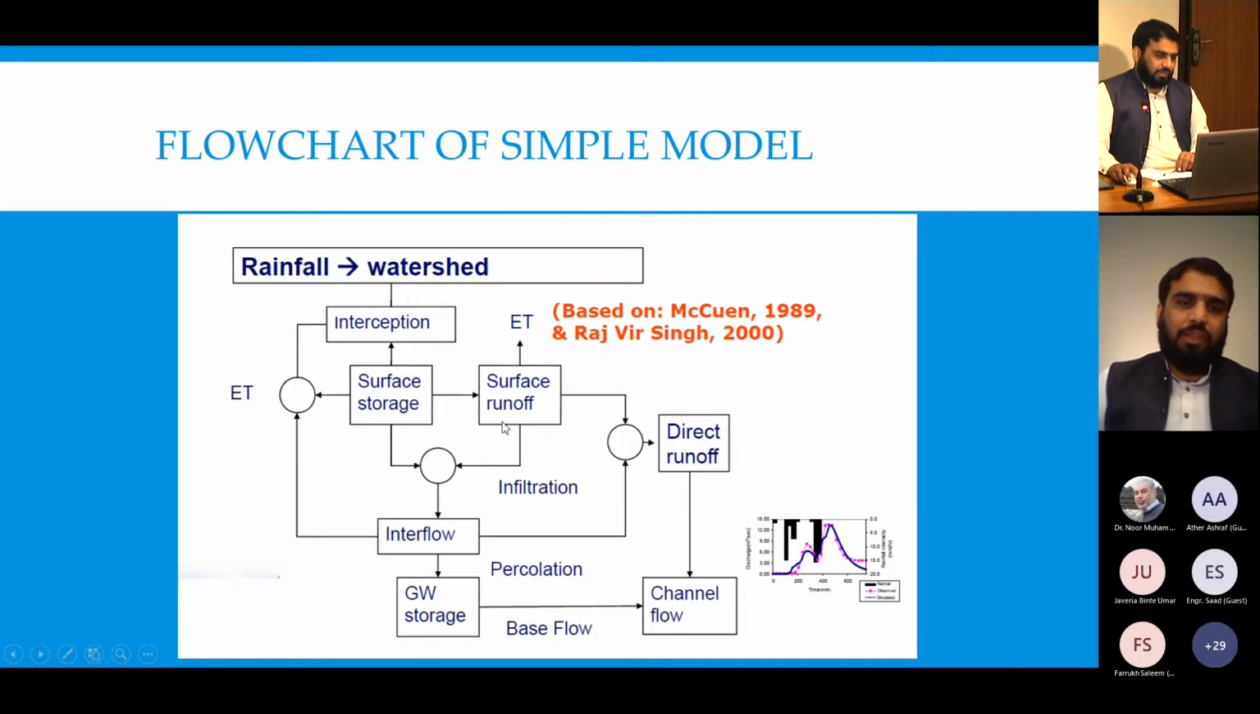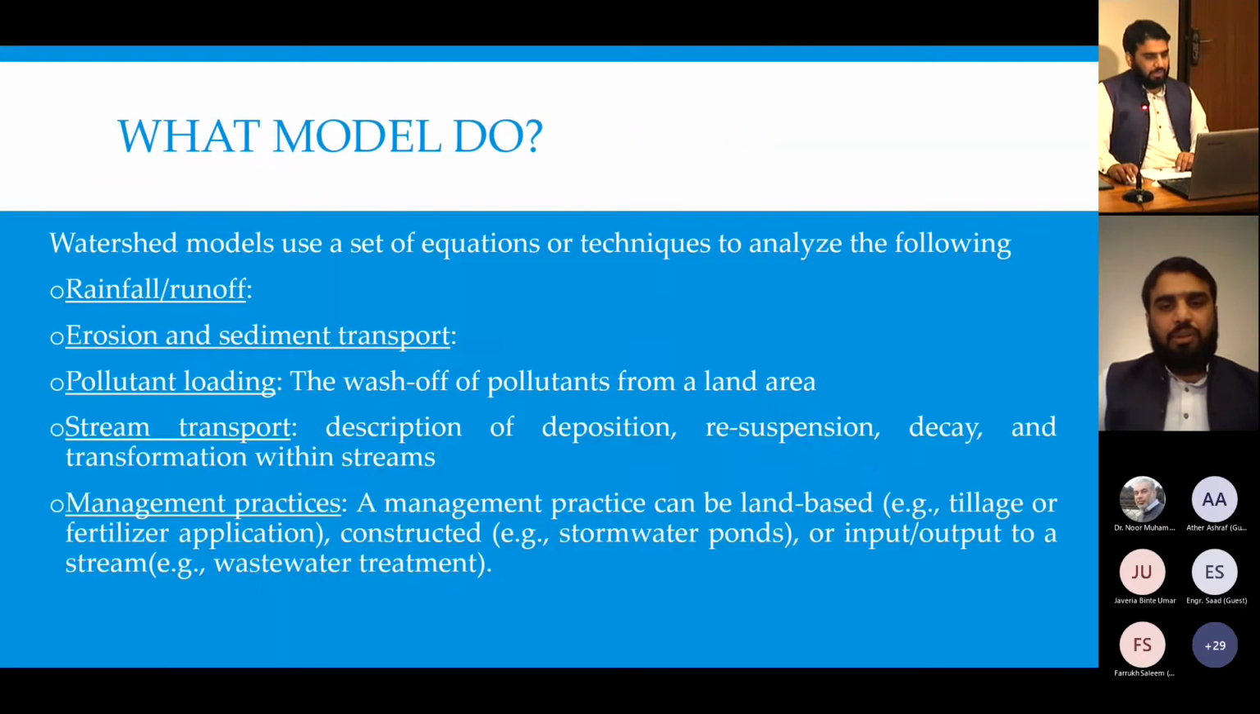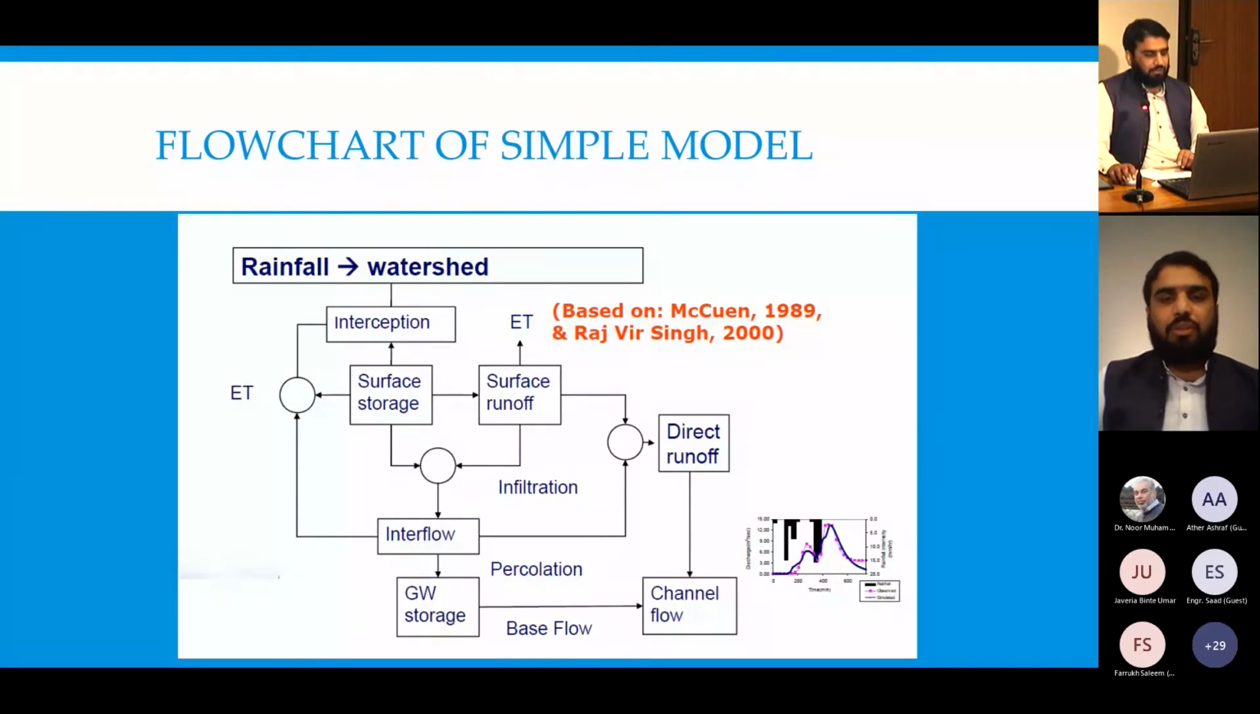Then surface runoff or surface storage can also cause the infiltration. The movement of the water from the surface to subsurface is generally known as the infiltration, and if the infiltration goes down towards the groundwater, then it is also called the percolation, and this percolation can also cause the channel flow, and ultimately the surface runoff and the channel flow are converted into the direct runoff.